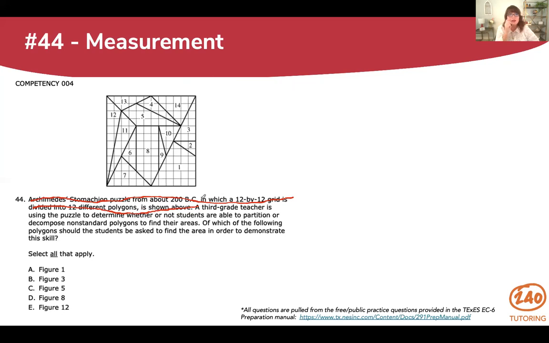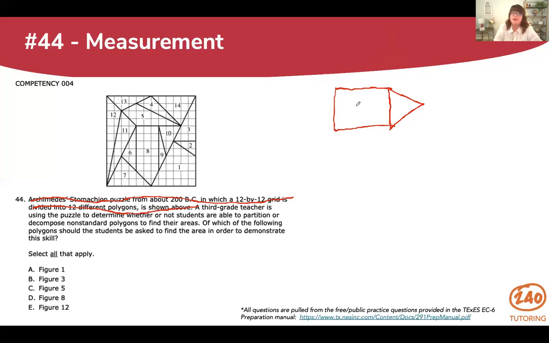All right. What we need to know is this teacher's trying to teach her students. Don't you love how they throw some pedagogy in with some math just to throw you off? Is trying to teach her students how to partition or decompose, so break it apart, deconstruct it, non-standard polygons to find the area, okay? So, for instance, what they mean by non-standard polygons. If I gave you this shape right here and asked you to find the area, well, there's no formula for finding the area of this non-standard polygon. It is a polygon, it's 2-dimensional, 3 or more straight sides, closed figure. We would actually have to decompose it, break it into 2 separate polygons where we know we have formulas.